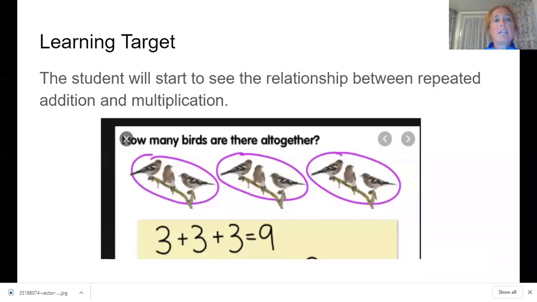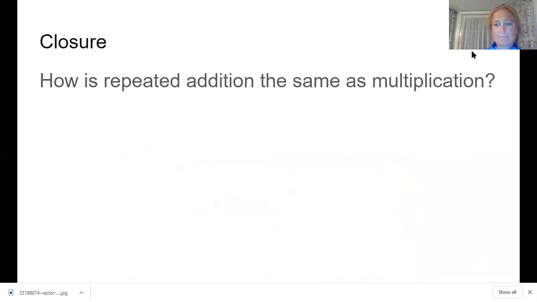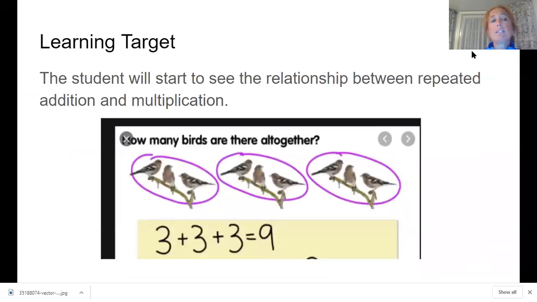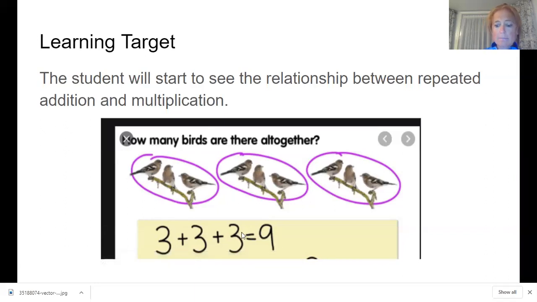All right, the learning target today is the student will start to see the relationship between repeated addition and multiplication. So here's a little example. We're talking about 3 groups, and inside each group there are 3 birds. So it's like saying 3 plus 3 plus 3, because it's 3 here, and 3 here, equals 9. And we're going to talk about in a few minutes what repeated addition looks like in a multiplication sentence or equation.